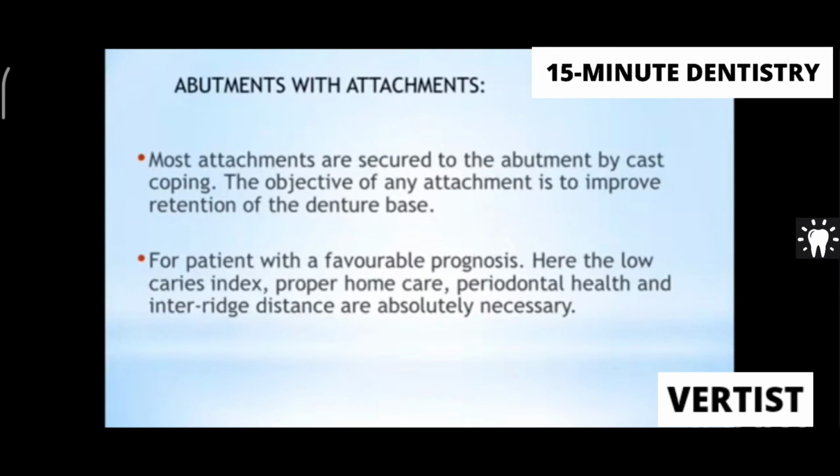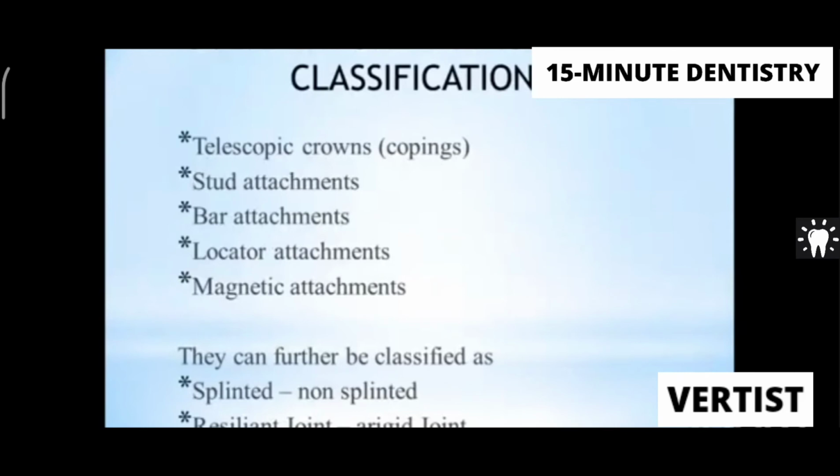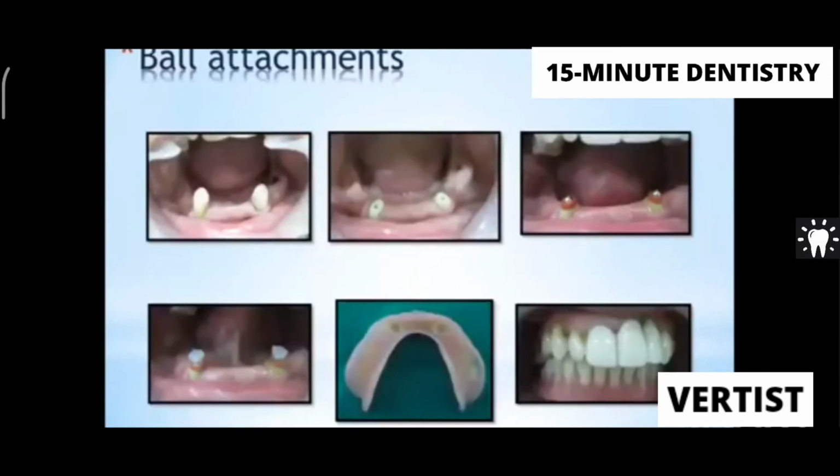Then another variety of overdenture is the abutments with the attachments, right? Most of these attachments will be attached with the cast coping and with the post extension into it. Again, the attachment has got different classifications. So let's see what are the different types of attachments used for the overdenture. It can be telescopic, studs, bar attachment, locators or magnetic attachment. And these are further classified as splinted and non-splinted, and resilient and rigid types of overdenture attachment.